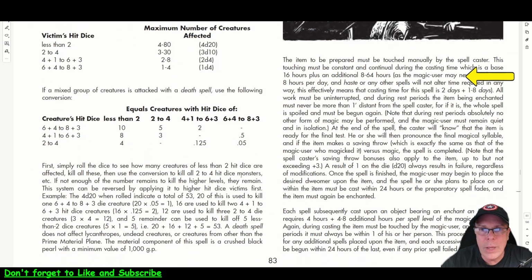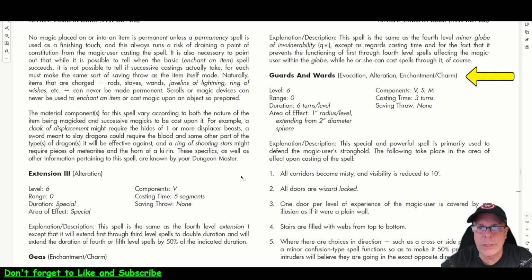And essentially, the spell is the same as the 4th level Minor Globe of Invulnerability, except as regards casting time, and for the fact that it prevents the functioning of 1st through 4th level spells affecting the magic user within the globe, while he or she can cast spells through it, of course. Gary Gygax always liked to put those little extra words and phrases in when he wrote. So this is the same as the Globe of Invulnerability in 5th edition, which can exclude 5th level spells. This one cannot. It's 1st through 4th level spells. So that's how that works. And otherwise, it works exactly the same.